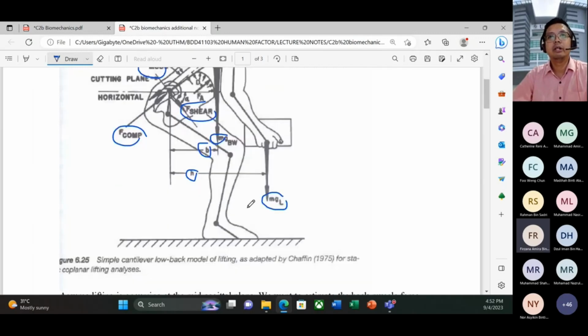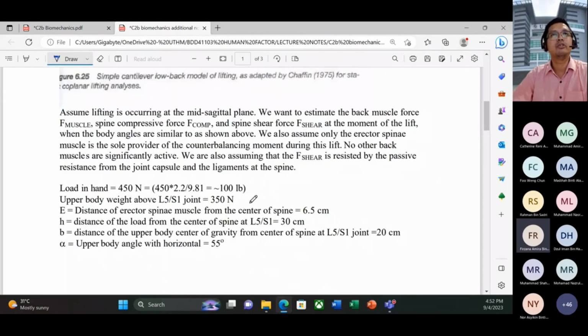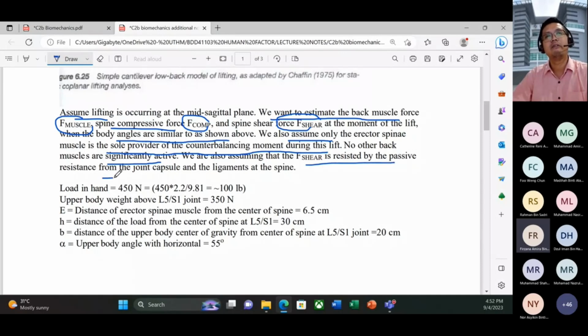When we look at this, for example, if we are given a question, assuming lifting occurring in a mid-sagittal plane, we want to estimate the back muscle force, F muscle, the spine compressive force, F compressive, and the spine shear force at the moment of the lift, when the body angle is similar to that shown above. We also assume only the erector spinae muscle is the sole provider of the counterbalancing moment during this lifting, so no other back or arm muscles are significantly active. We are also assuming that the shear force is resisted by the passive resistance from the joint capsule and ligaments at the spine. So all these things are given to you.